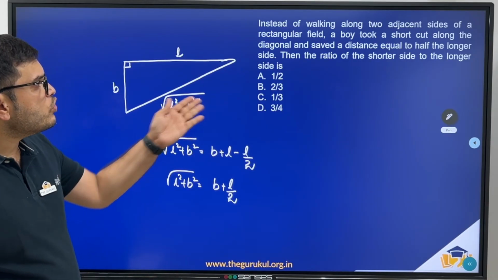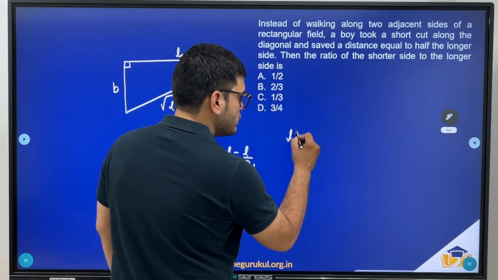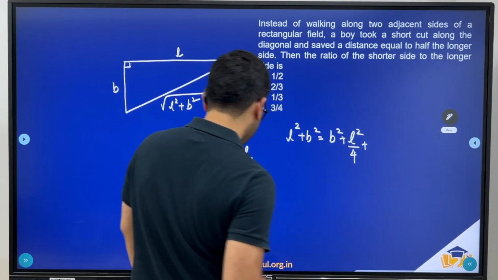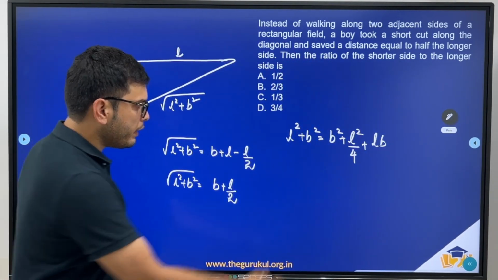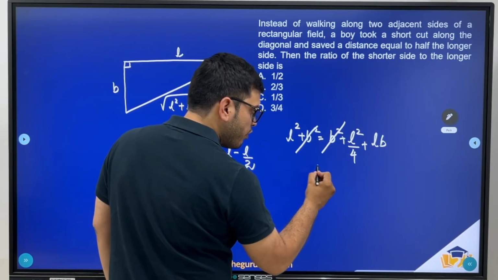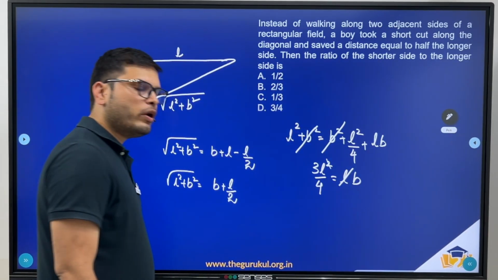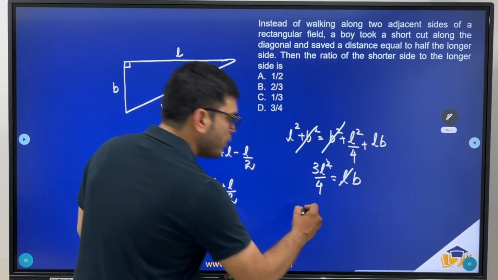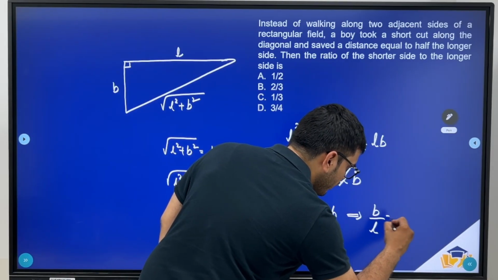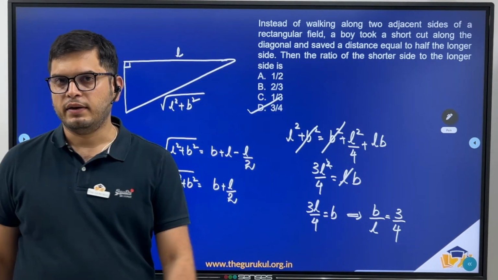We are asked to find the ratio of shorter side to the longer side, so B by L. Now let's square on both sides. If I square on both sides, what do we get? L square plus B square is equal to B square plus L square by 4 plus LB. I can cancel B square on both sides. Now sending L square to the left hand side, we'll be having L square minus L square by 4, which will be 3L square by 4, is equal to L into B. Assuming that length is not equal to 0, I can cancel one L on both sides, right? So 3L by 4 is equal to B, or this implies B by L, shorter side by longer side, is 3 by 4. So the answer for this question should be option D.